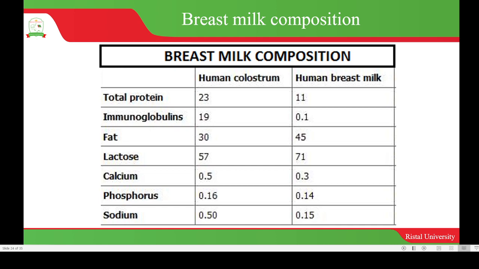Breast milk composition. In breast milk, especially in the colostrum, there is a lot of total protein and immunoglobulins. Basically, there are a lot of immunoglobulins and total proteins compared to the mature milk. So this first milk is very essential for the baby to obtain, especially this acquired natural immunity from the mother. And this provides protection to the baby from various kinds of infections around her or him.